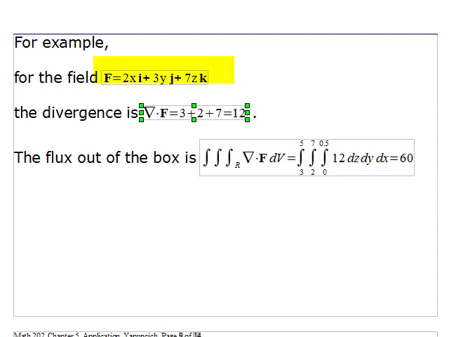So let's consider this field. F equals 2x in the i direction, 3x in the j direction, plus 7z in the k direction. We take its divergence, which ends up to be a scalar, in this case independent of x, y, and z. It ends up just being a number, 12 in this case. So to compute the flux out of the box, the divergence of f is replaced by its value, which is 12. Then you just integrate to the limits of the box. They're numbers independent of each other, and that's very easy and straightforward. So this is using the divergence integral of Gauss's theorem to compute the flux out of this box.